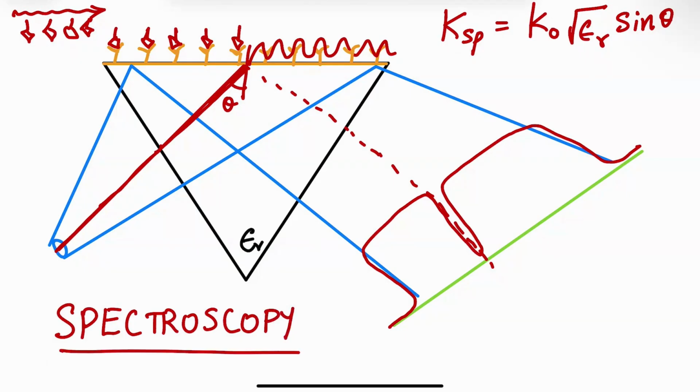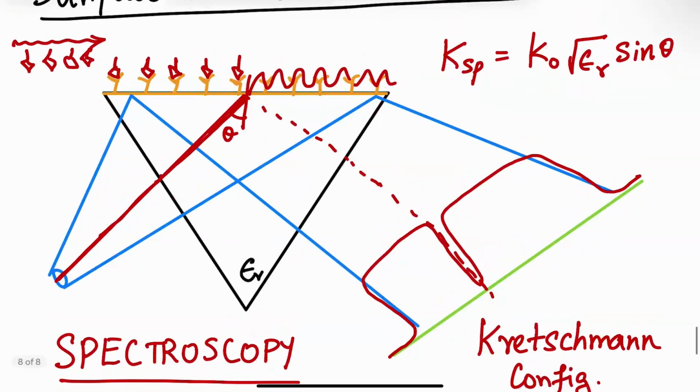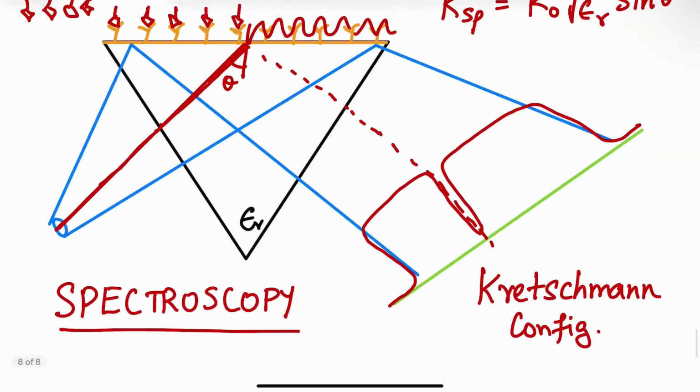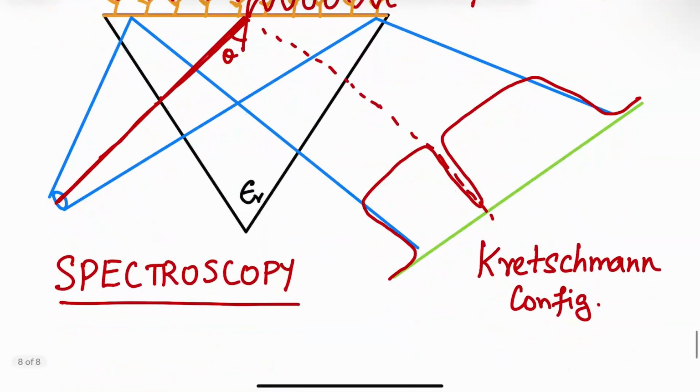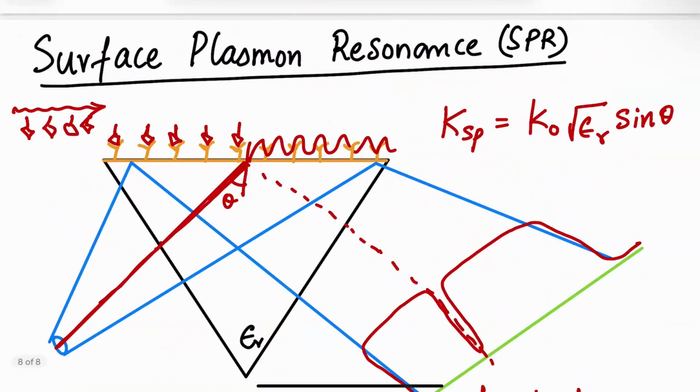Okay, so this is called a Kretschmann configuration. There are other configurations as well of this surface plasmon resonance. And it's a very popular way of doing spectroscopy of these specific molecules. Okay, so that's about our discussion on complex k and evanescent waves and propagation in lossy media.